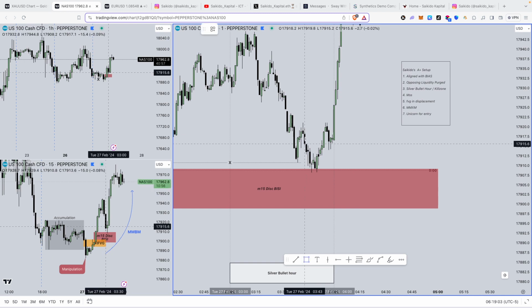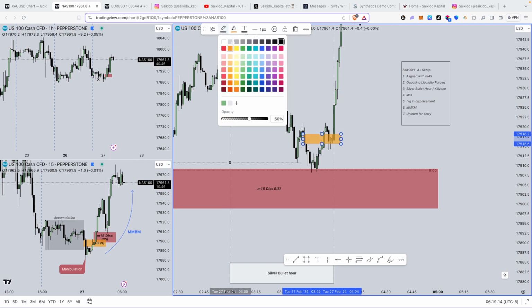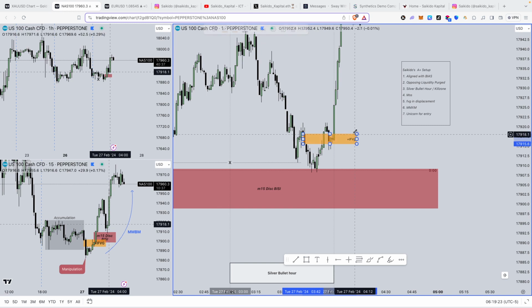So the silver bullet, I see that we are disrespecting this CV. We are closing above it. So I saw this as a confirmation. And this is what actually constituted my entry for today's silver bullet: the inversion fair value gap to the right. And this was my entry.